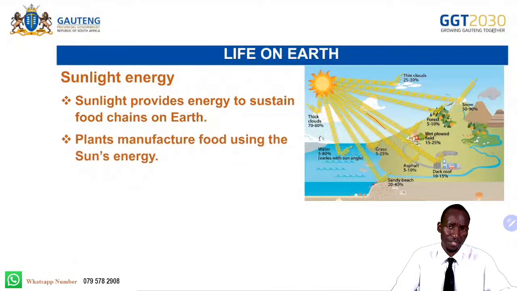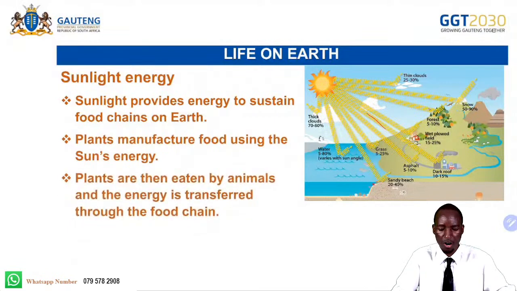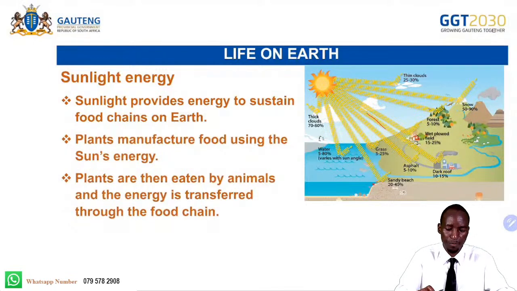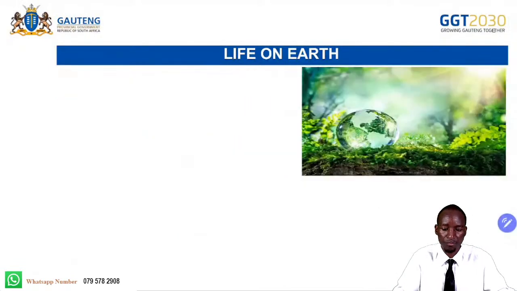We talked about this process, which is the process of photosynthesis, right? So for the plants to be able to make their own food, they need sunlight energy. And then in turn, these plants are eaten by animals, and then the energy is transferred through the food chain. That's how important this sunlight energy is.